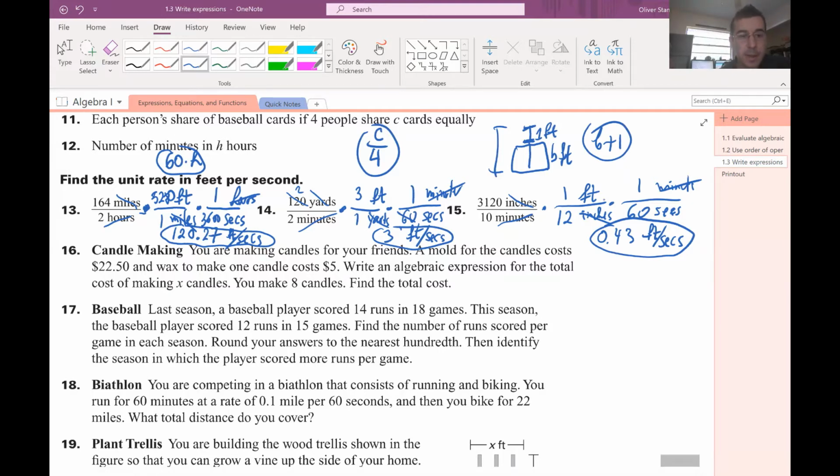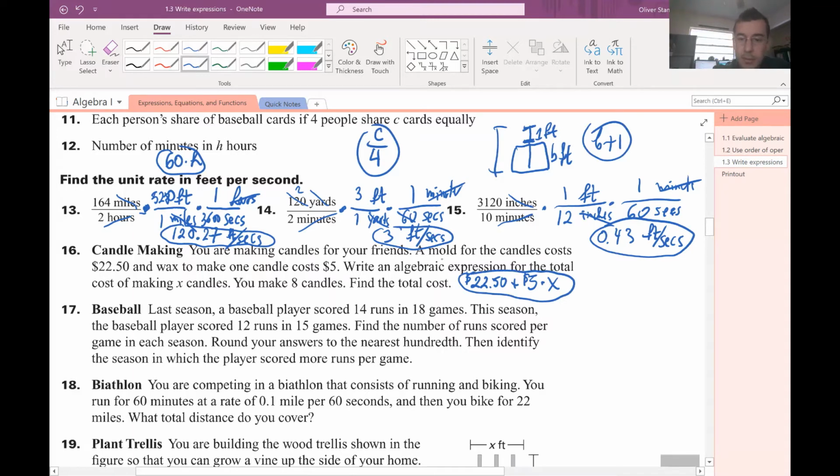And then in wax, to make 1 candle costs $5. So that's going to be a variable cost. For 1 candle it's 5, for 2 candles it's 10. So that's going to be our variable cost. Write an algebraic expression for the total cost of making X candles. So the expression is $22.50. That's static, and then plus $5 for one candle times X candles. So that's the expression.